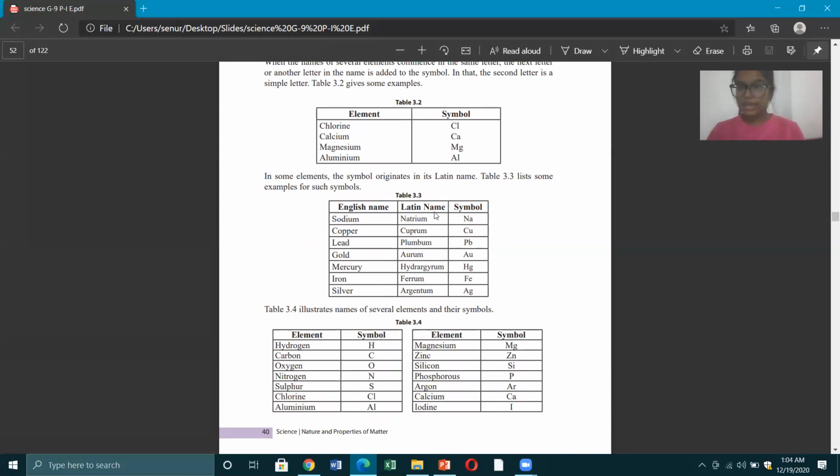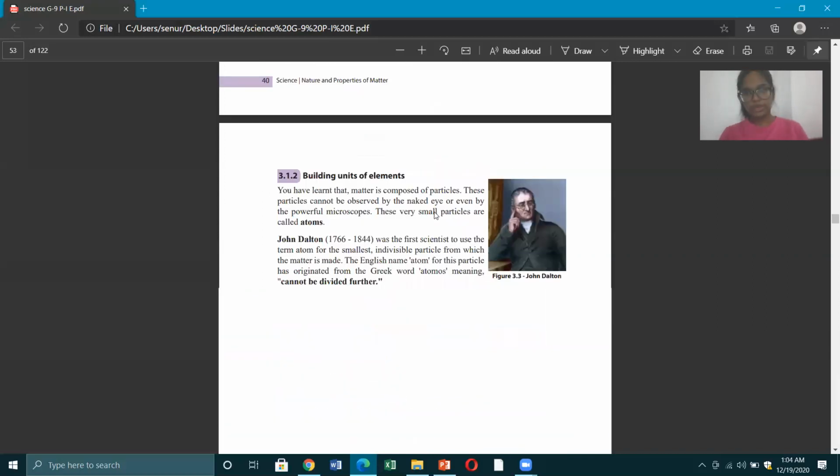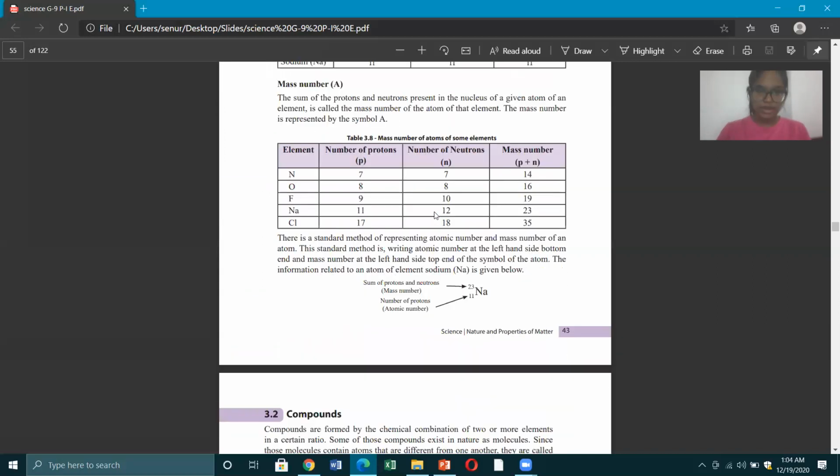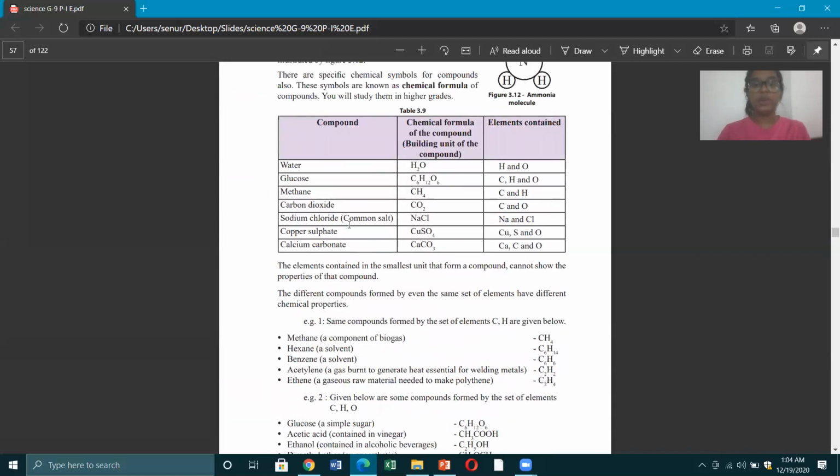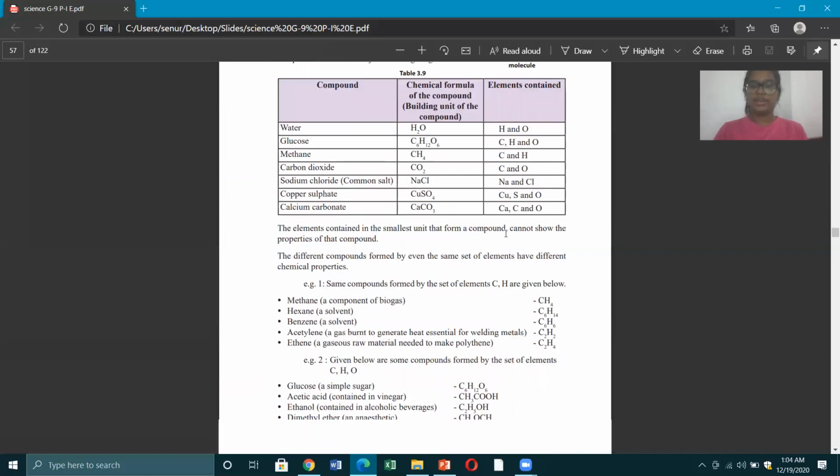So the Latin name of sodium is natrium, so we denote sodium as Na. Okay. So children, coming back to the lesson again, to what we were discussing right now, sodium chloride, NaCl: the two elements are Na and Cl.